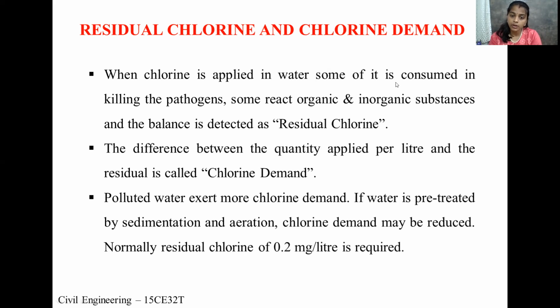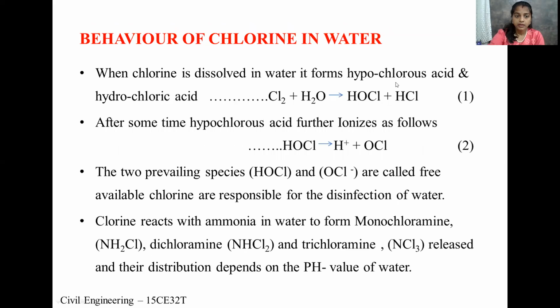Normally residual chlorine of 0.2 milligram per liter is required. This is the amount I mentioned earlier. Then moving on with the next slide, which tells you about the behavior of chlorine in water. For us students who are studying in diploma, this part of chemistry is a bit difficult, but anyway, it is simple to understand. You just look into this.